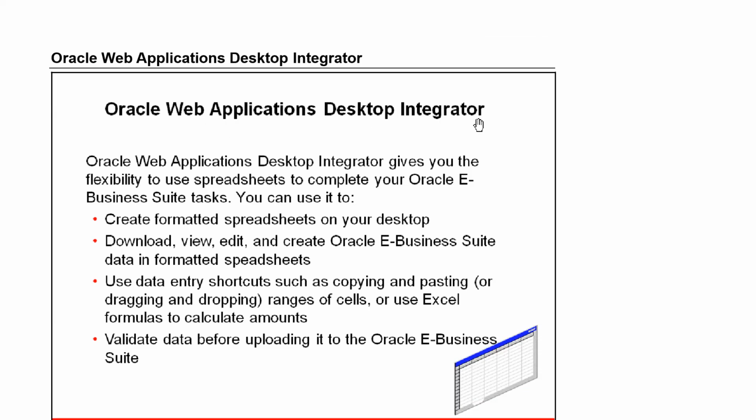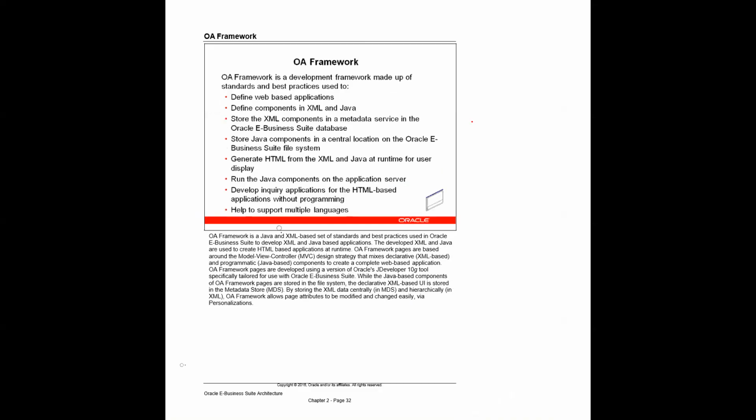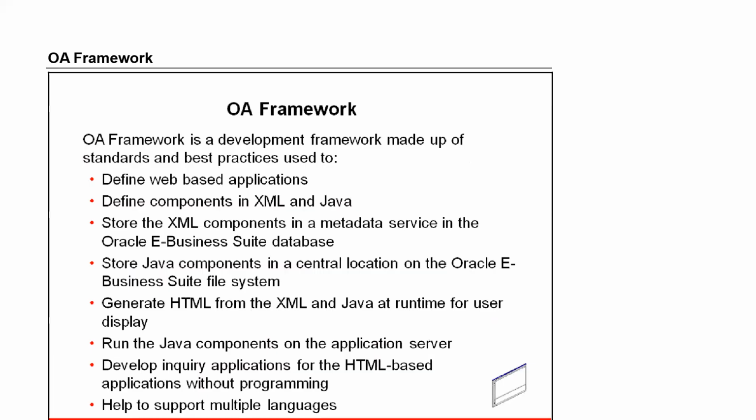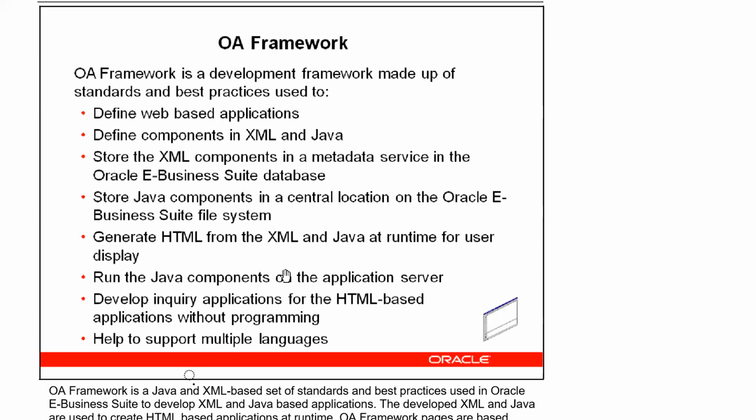You really don't need to know anything about this, let it be XML Publisher. You just have to know how to configure, like the OAuth 2.0 implementation. We just have to get the service note and start applying the required patches. Okay. So OA Framework is a development framework made by standards, which is used to define web-based applications, define components in XML and Java, store XML in a metadata service, generate HTML, and run Java components. So this is also one of the utilities.